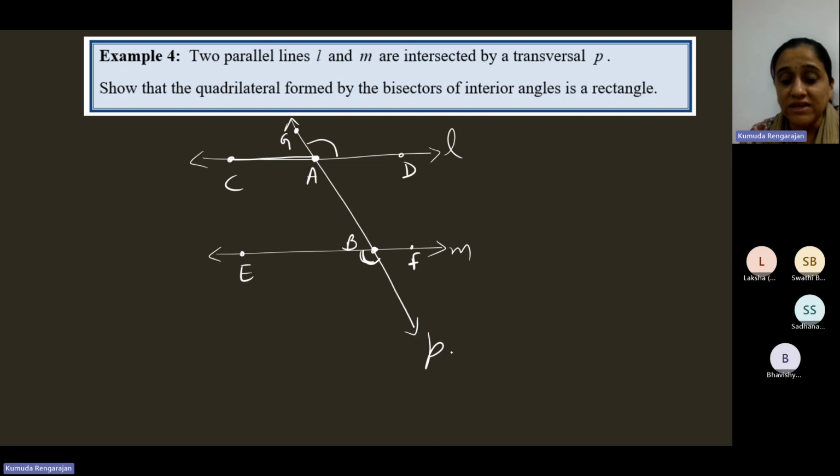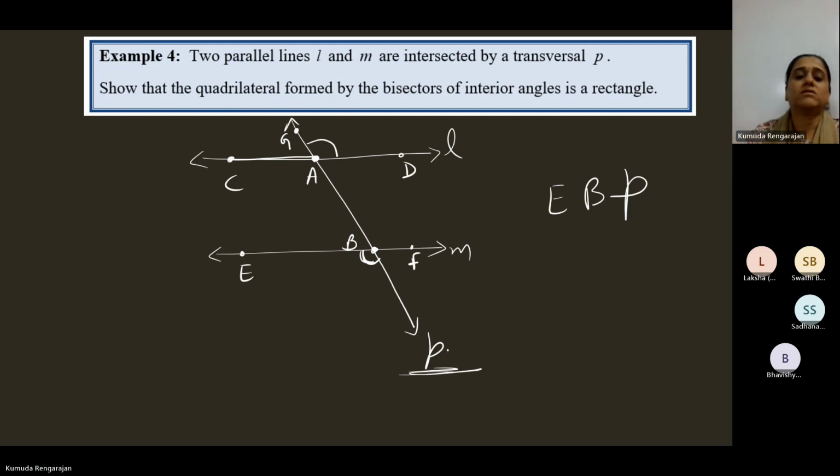You can't say EBP. You cannot say EBP, that's wrong. This letter cannot be used to name angles. So you need to take a point here, H. So EBH.